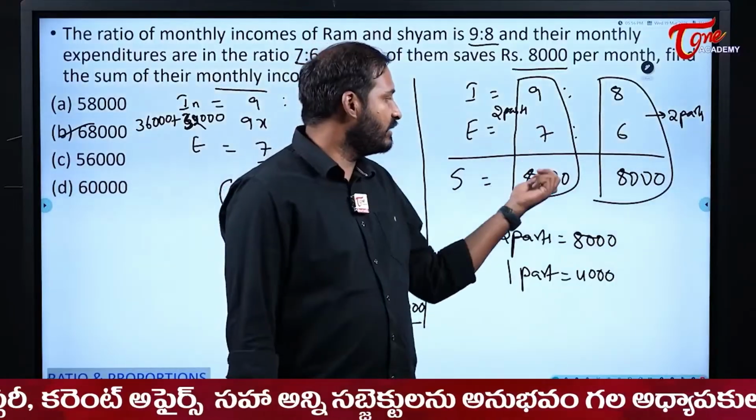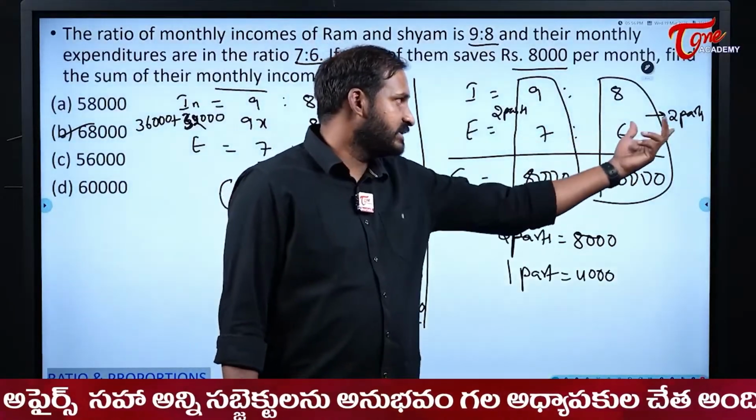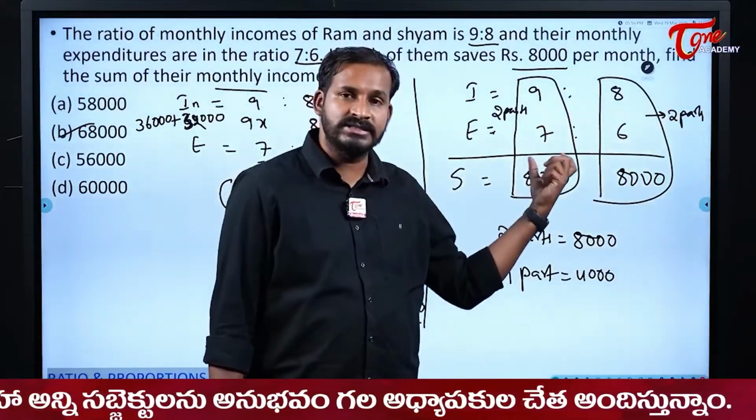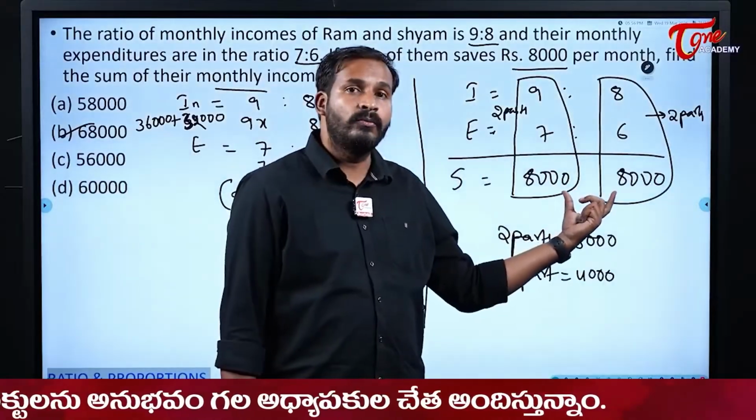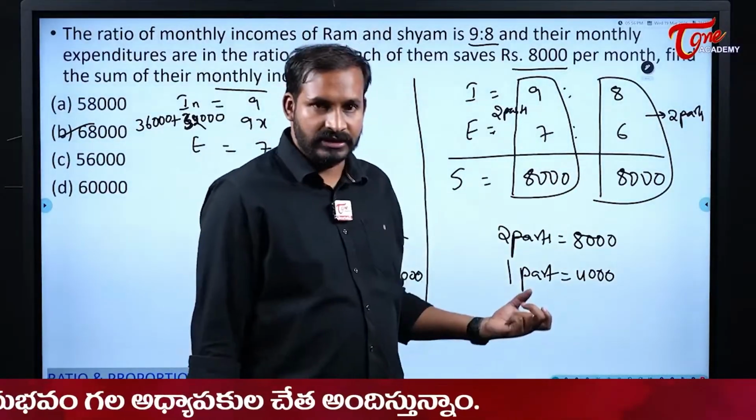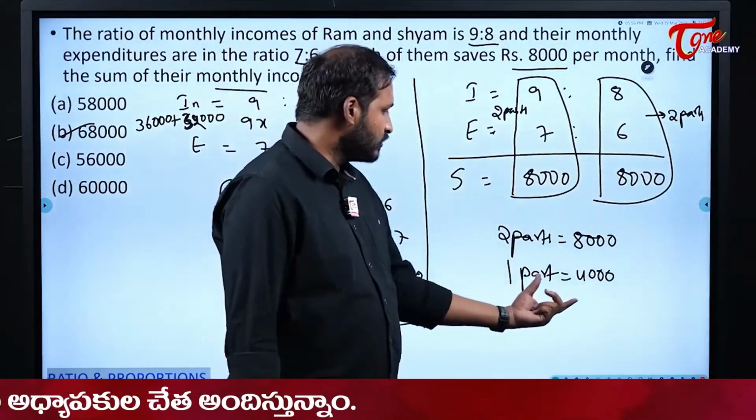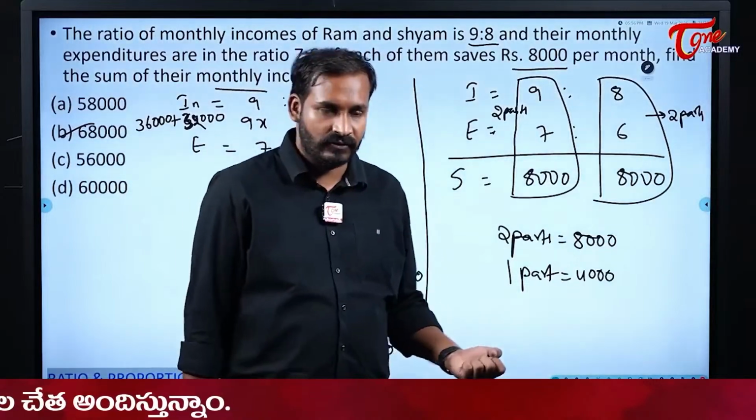In this case, what? 9 minus 7, it is same. 8 minus 6, that is 2 parts. So both are 2 parts here and 2 parts here. So 2 parts is equal to what? 8,000. So easily I can say that 1 part is equal to 4,000.